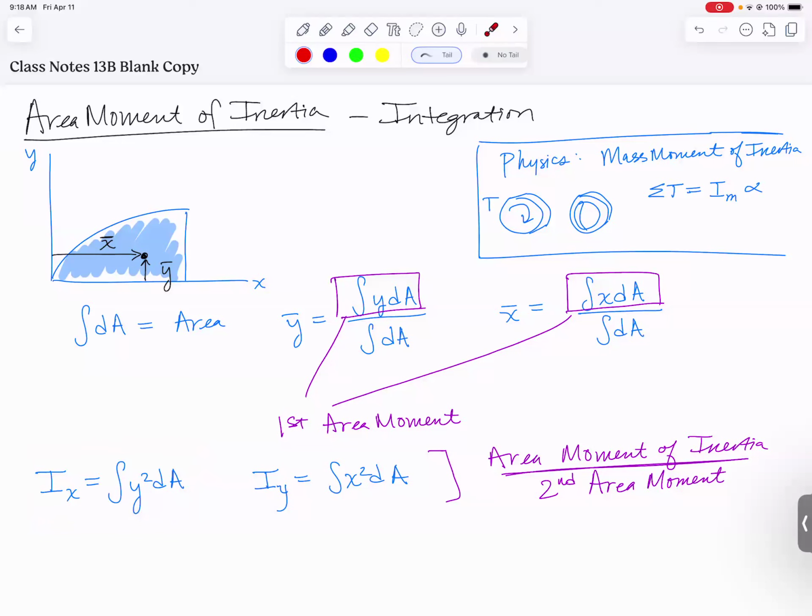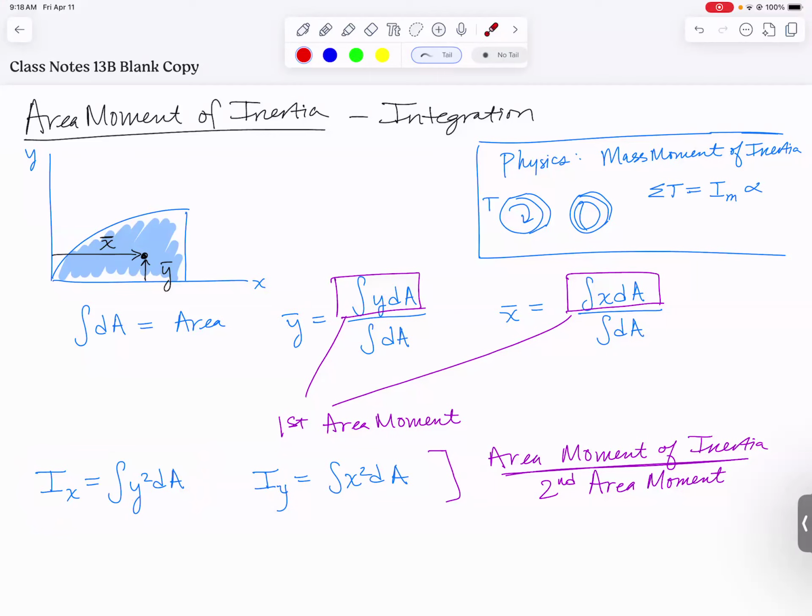The other thing to notice, when we were finding the y coordinate of the centroid, we did the integral of y dA. So the y on the left and the y on the right match. X on the left, X on the right match when you're finding the coordinate of the centroid. When we are finding the moment of inertia about an axis, the X on the left and the y on the right do not match. And the y on the left and the x on the right do not match.